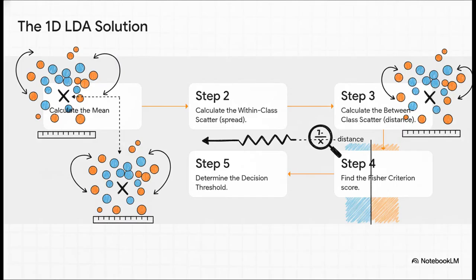Okay, here's our plan of attack. First, we'll find the center, the mean of each class. Then, we'll measure the spread inside each class and the distance between their centers. With those numbers, we can calculate our Fisher score and finally figure out the best dividing line between them.